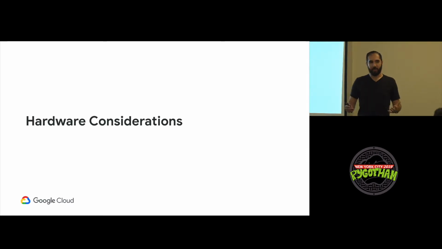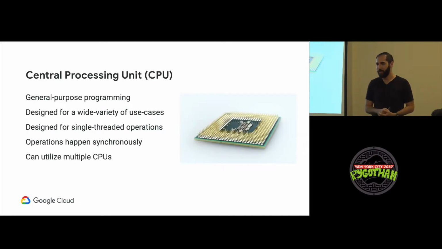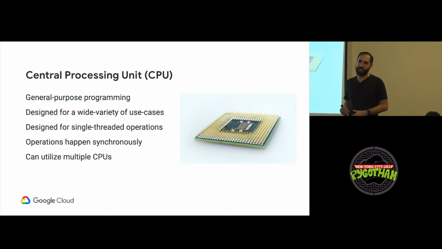Okay, so that was just a general introduction to distributed machine learning, and now we're going to talk about the pieces of hardware that are actually involved in this. The first one is something everyone in the room should know and love, the CPU, the central processing unit. These are in every one of your laptops, all of your computers. They were originally designed for general purpose programming and for a wide variety of use cases. We all know CPUs can handle effectively anything that you can throw at them.